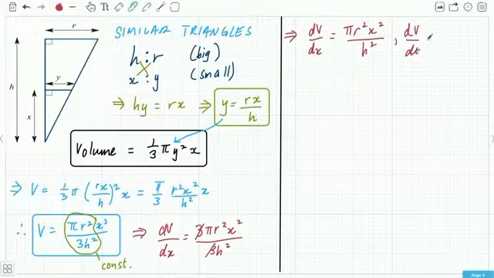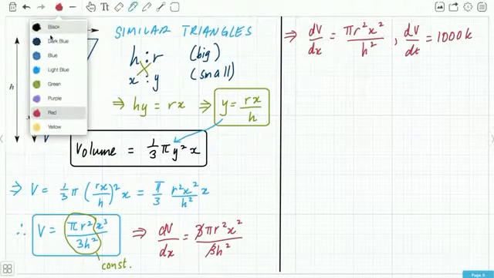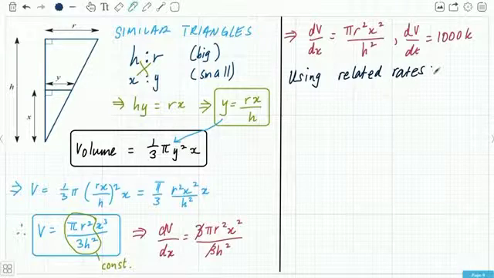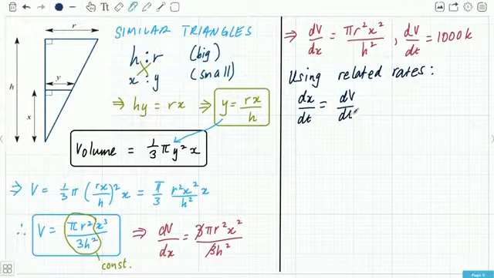dV/dt equals 1000k. Now, using related rates, we can find what we needed all along, which was dx/dt. So using related rates, dx/dt, which is what we want, would be equal to dV/dt, because that has the dt on the bottom, times, now we need the dx on the top. Here you can see the dx is underneath, so we're going to have to flip this over, so we get dx on the top and dV underneath.